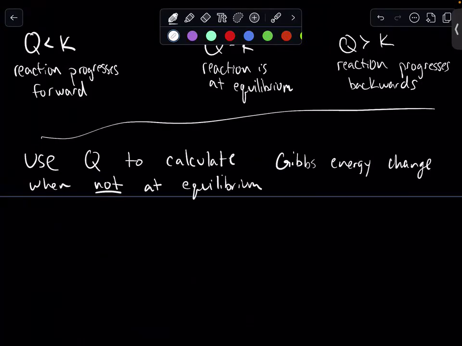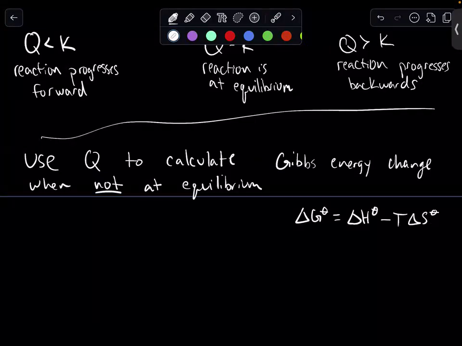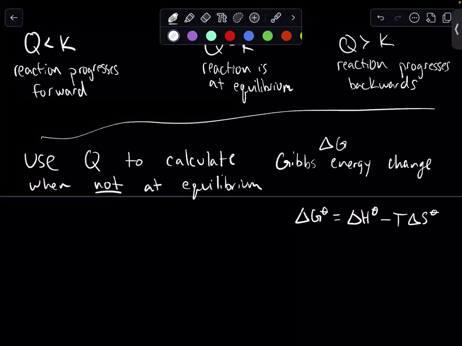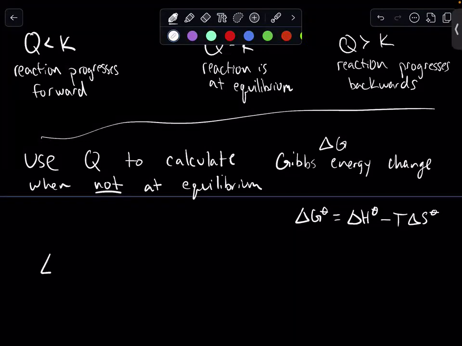We already had our original equation to calculate Gibbs energy change, but that was standard Gibbs energy change. Before, we had delta G standard is equal to delta H standard minus T delta S standard. But we don't always have these values, and maybe we're not calculating the standard energy change. We're just calculating delta G. So I'm going to cross this out because we're not using it right now. We can instead use the equation delta G equals delta G standard plus RT ln Q.